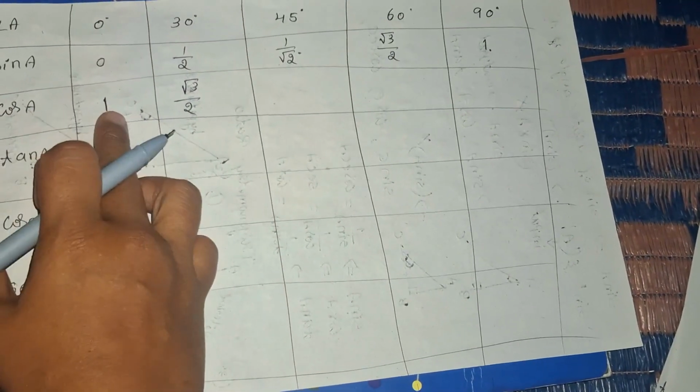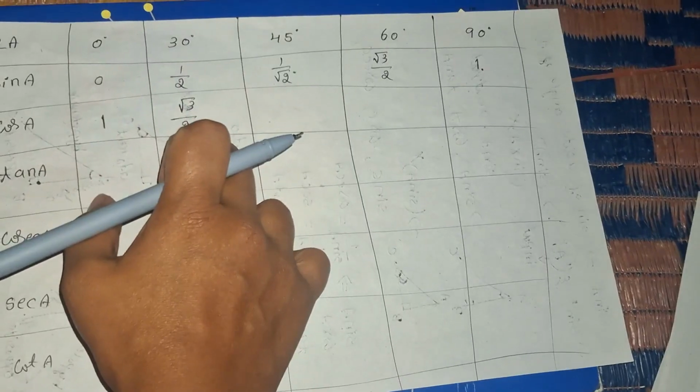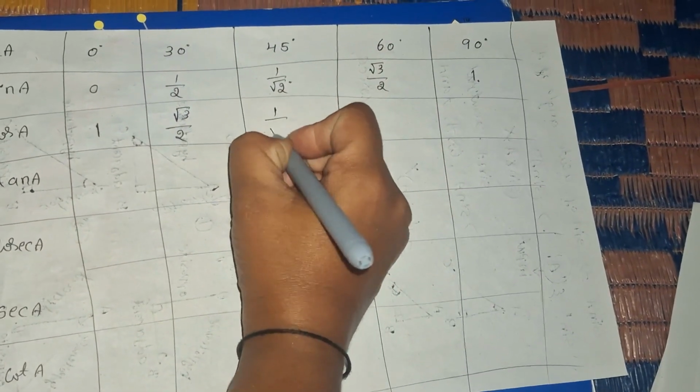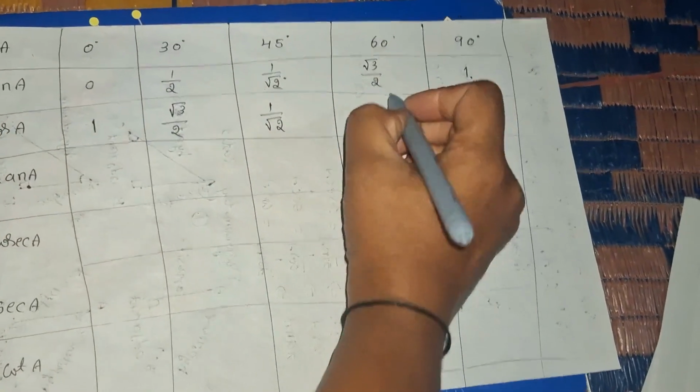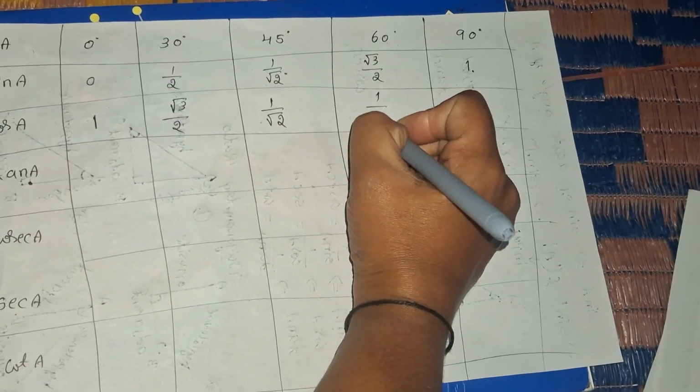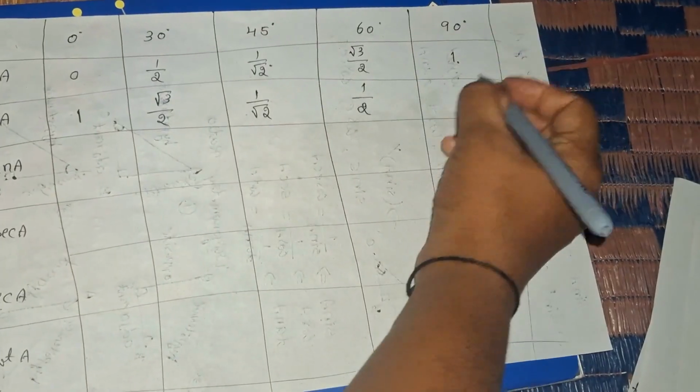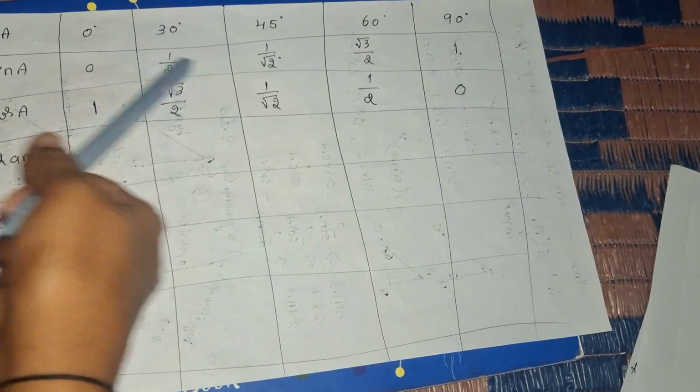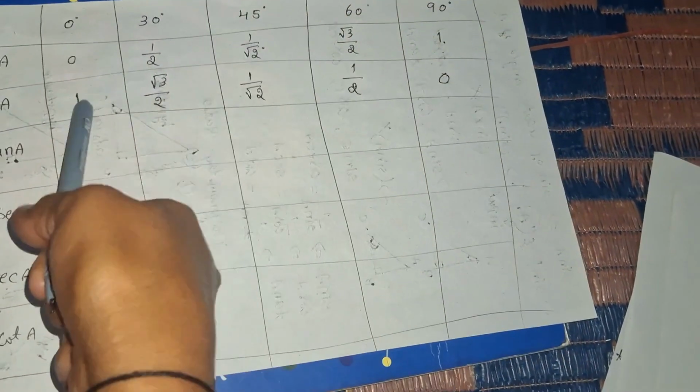And what is cos A? Cos 0 is 1, cos 30 is root 3 by 2, cos 45 is same. Then cos 60 degree is 1 by 2, cos 90 degree is 0. This is exactly reverse in cos A.